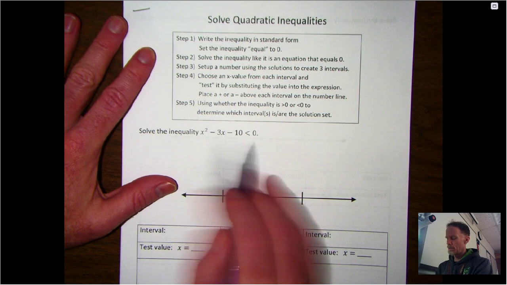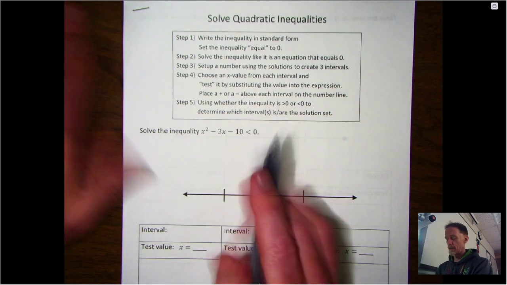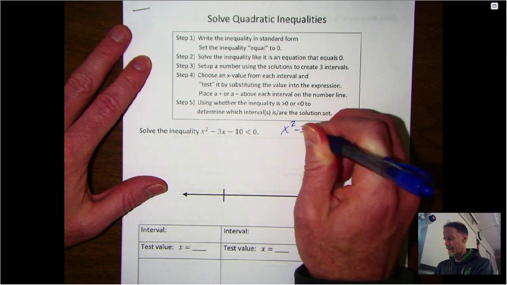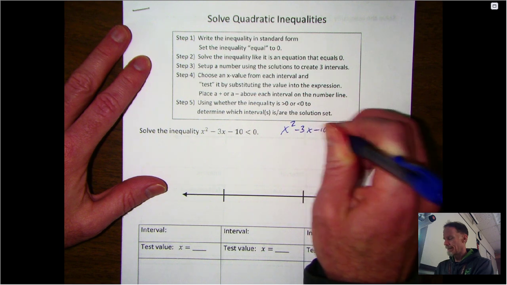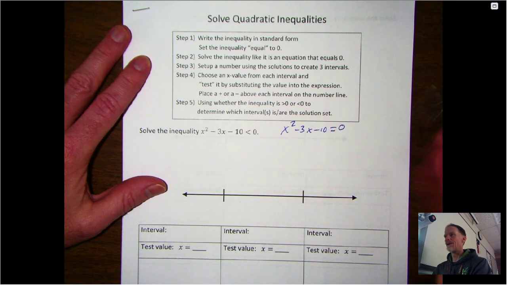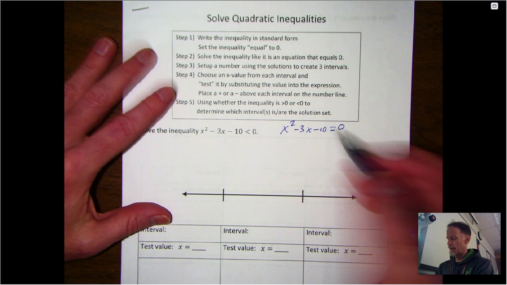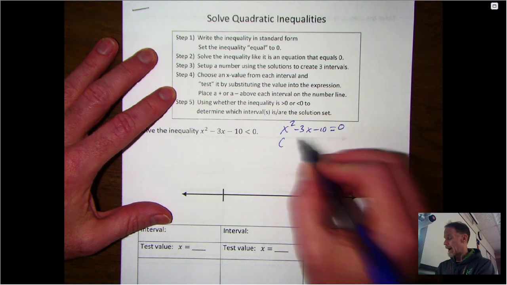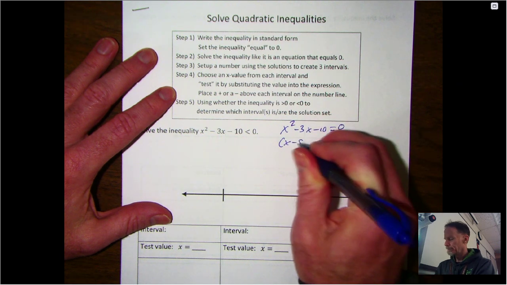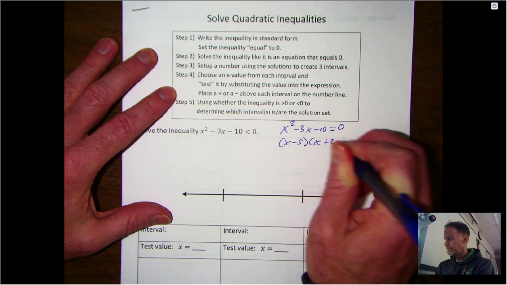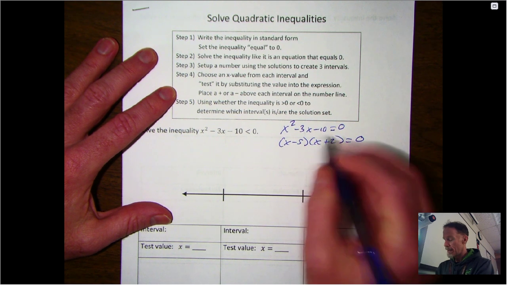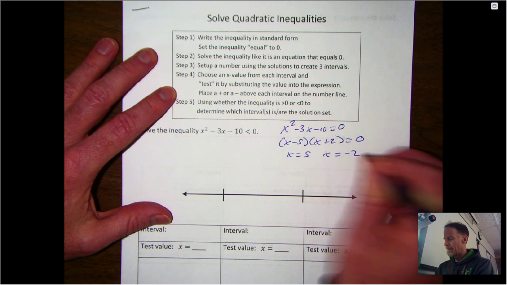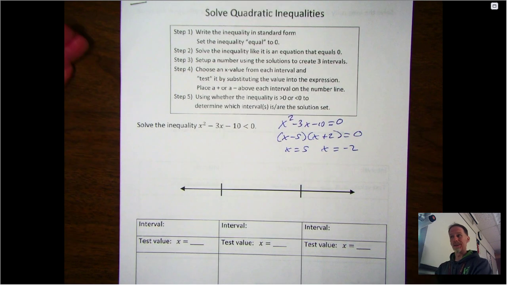So the first thing I'm going to do, so we see it's got a 0, so we're good there. I'm just going to pretend for a minute that it's an equation. So I'm going to write it 3x squared minus 3x minus 10 equals 0. And by now we know how to solve this. We can factor it and get the solutions that way. So we know that that can be factored as with -5 and +2. And we know from there our solutions are 5 and -2. And again, if that's what the problem was, we'd be done and go on to the next one.